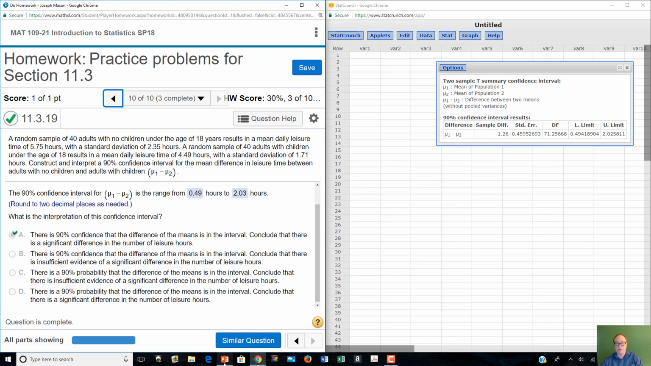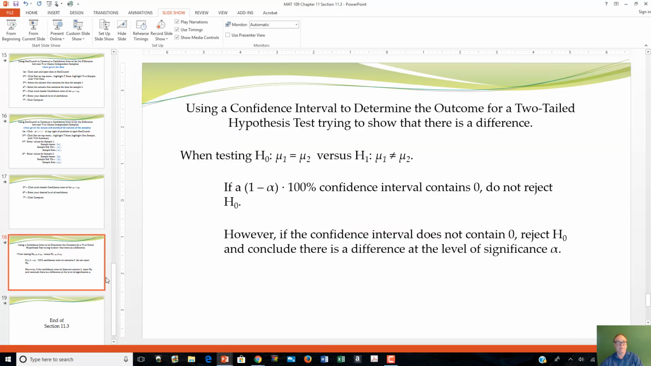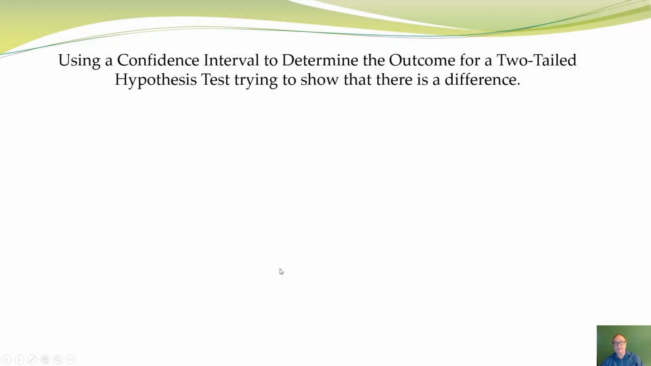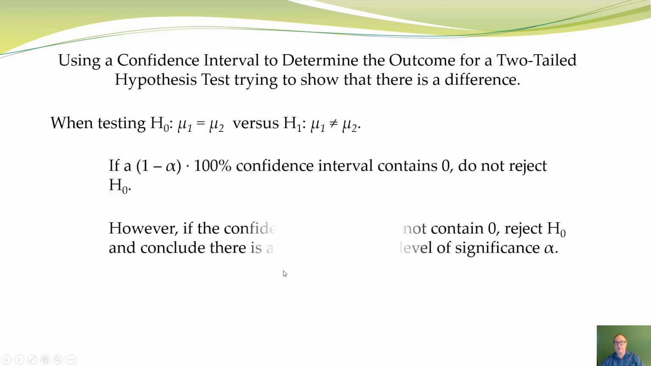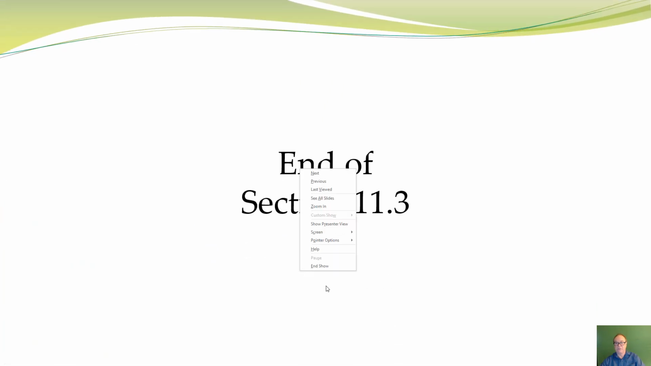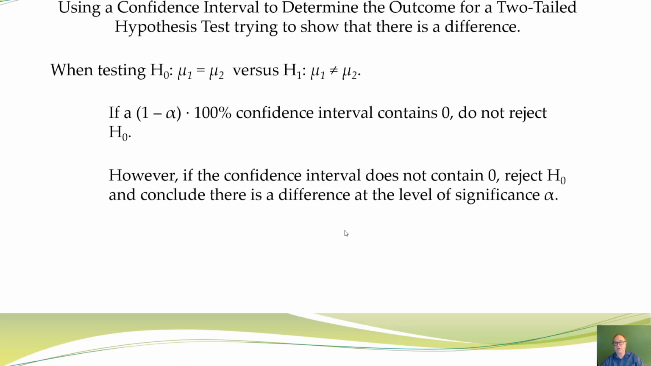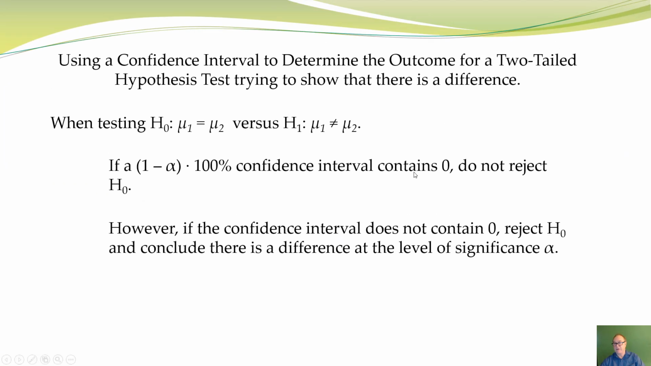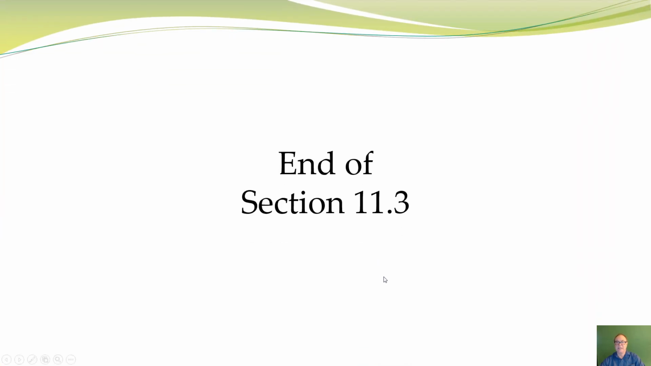Now let me go back to the PowerPoint. And that's exactly what we just did. Showing that if the confidence interval contains 0, do not reject. So that would mean there wasn't evidence to show that it's different. But in this case, our interval did not contain 0, so we reject and conclude there is a difference. That's what I did in the last problem. And this brings us to the end of 11.3 and the end of chapter 11.